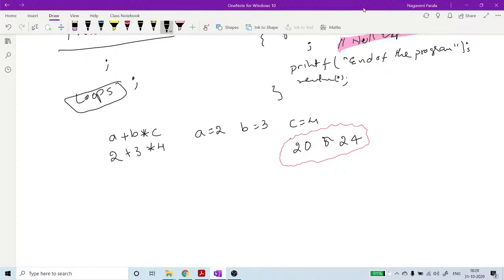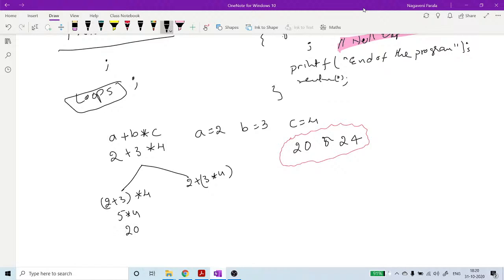Because why we got different answers, I'll tell you. Suppose I perform 2 plus 3 first, what will happen? Suppose 2 plus 3 is performed first, then multiplied with 4. And suppose 2 plus 3 multiplied by 4, that means 3 into 4 is multiplied. So 2 plus 3, that is 5. 5 is multiplied with 4. So 5 fours are 20.